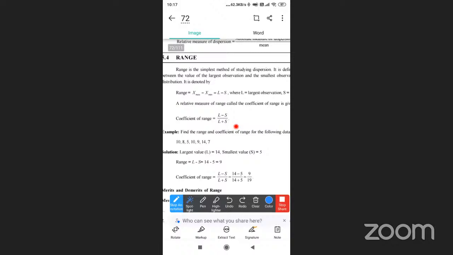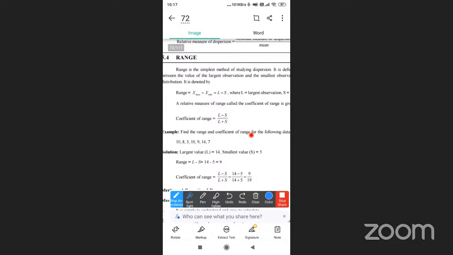In the given individual series, you can identify the largest value and the smallest value. The largest value minus the smallest value is the range. A relative measure of range is called the coefficient of range, given by coefficient of range equals L minus S by L plus S, where L is the largest observation and S is the smallest observation. So here I have taken one example.